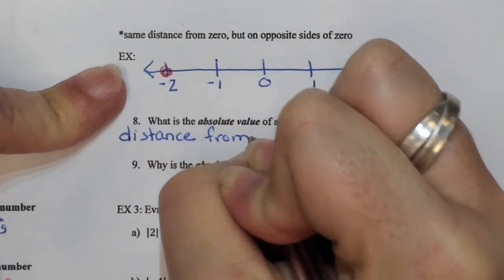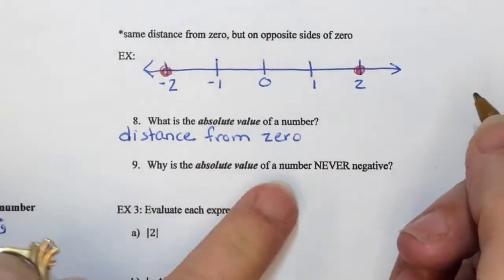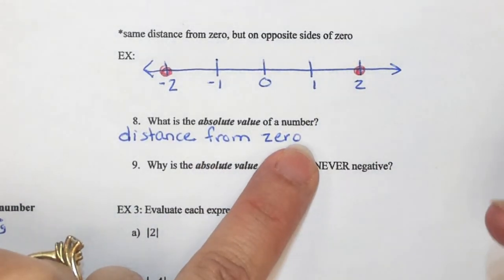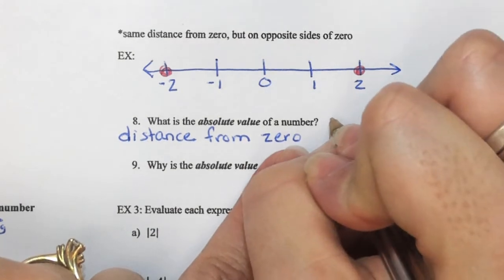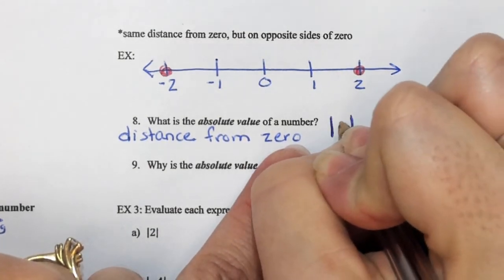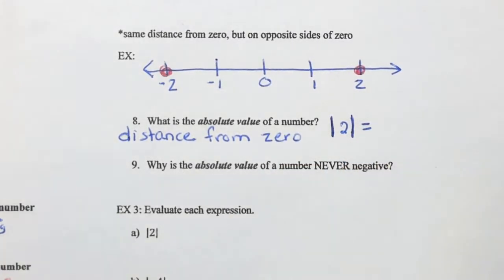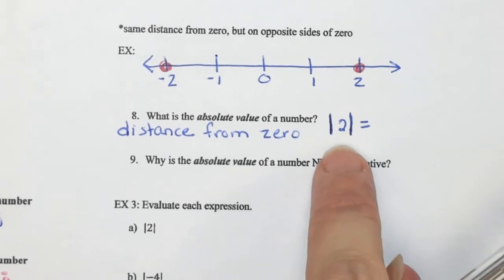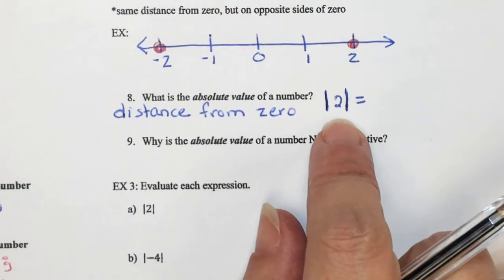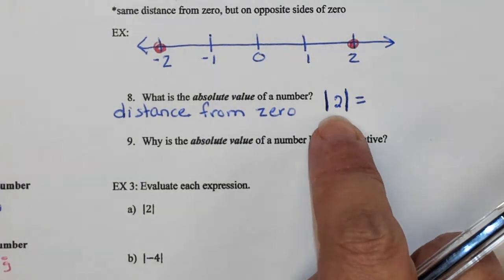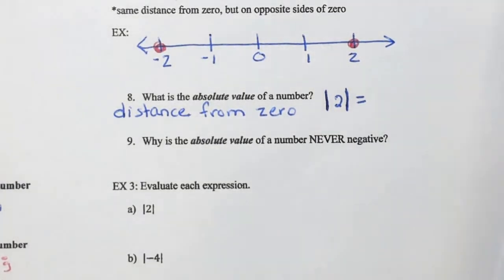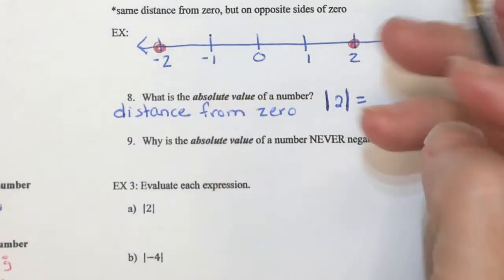Now, if someone were to ask you, and there is a symbol related to this, the absolute value of 2, I need you to notice there are 2 long bars on the side of each number here. Those long bars stand for absolute value. So basically what that's asking you is, what is the absolute value of positive 2? How far is it from 0? 2. The absolute value is 2.